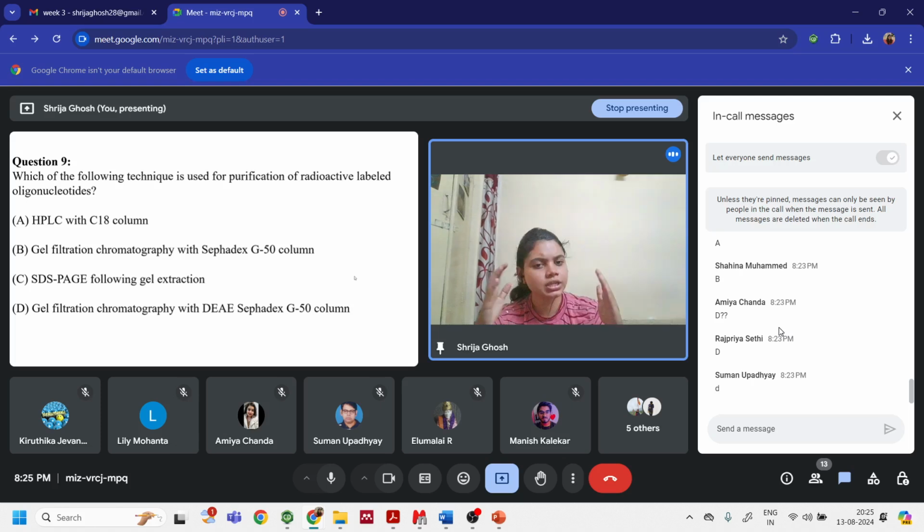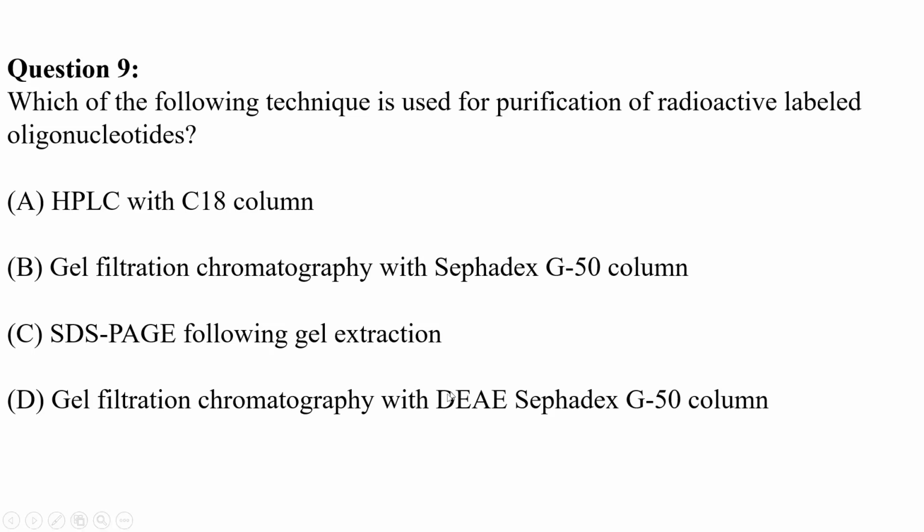In SDS page also we had a gel where we were separating the molecules based on their size. The heavier was at the top, the lightest was at the bottom. Similarly, gel filtration column has the same principle. So separation will be based on size. Now, gel filtration chromatography is done using a Sephadex G50 column. DEAE Sephadex and Sephadex have a difference: DEAE stands for diethylaminoethyl. Diethylaminoethyl beads are actually used for anion exchange, not gel filtration chromatography. For gel filtration chromatography, we use only Sephadex G50 column.